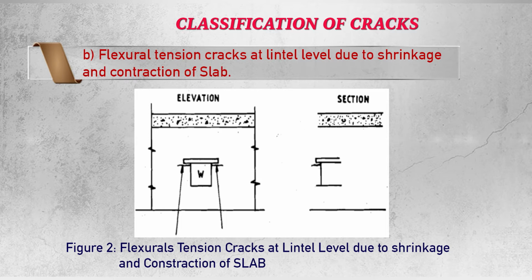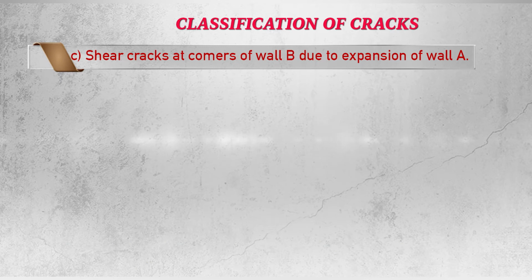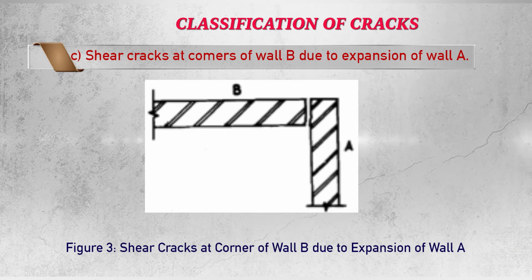contraction of the slab. Third type of crack you see here in figure 3, that is shear crack at corner of wall B due to the expansion of wall A. Here in this figure you see two walls, wall A and wall B. So here you see the shear crack at corner of wall B due to expansion of wall A.